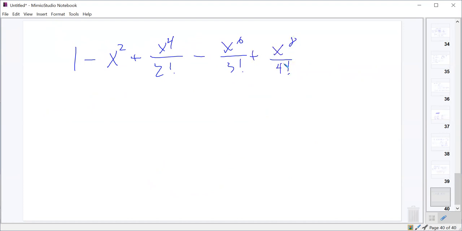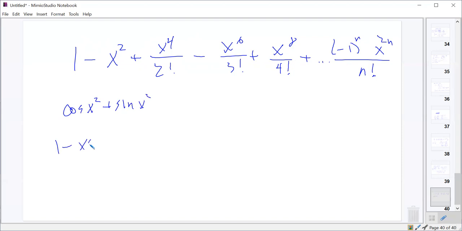Plus x to the 8th over 4 factorial, and so on, where the series looks like -1 to the n, x to the 2n over n factorial. And they want us to figure out, what does this converge to? And these are the options that they give us: cosine x squared plus sine x squared, 1 minus x sine x, cosine x, and e to the -x squared. So how would you go about this one?